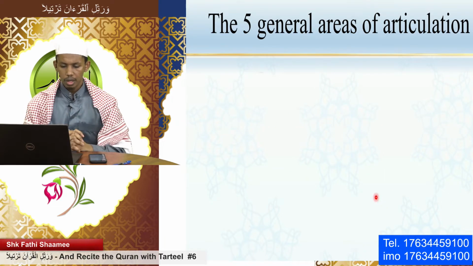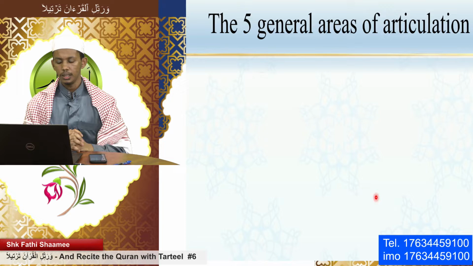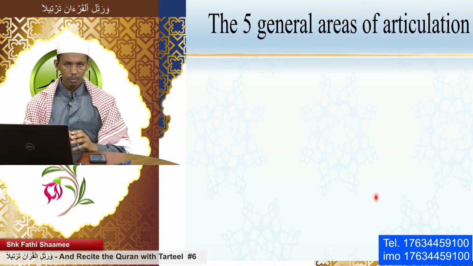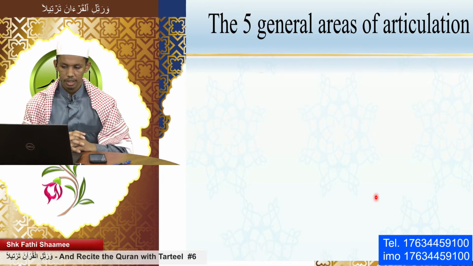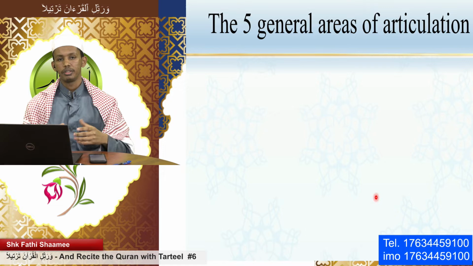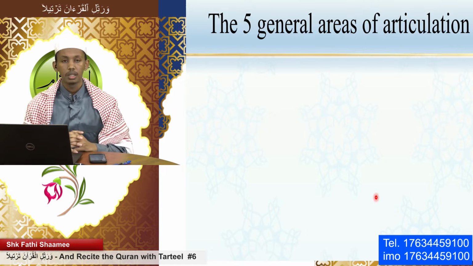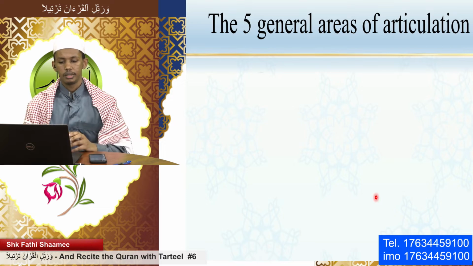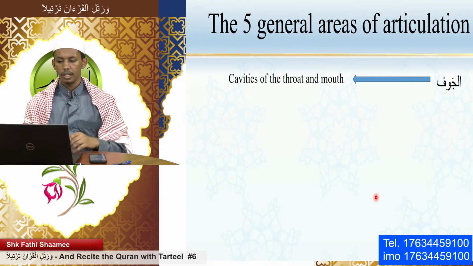So the scholars, rahimahumullah ta'ala, say that all the makharij can be categorized under 5 general areas of articulation, right? All the articulation points of the Arabic letters are under one of 5. So we'll mention what those 5 are here and then talk about them.